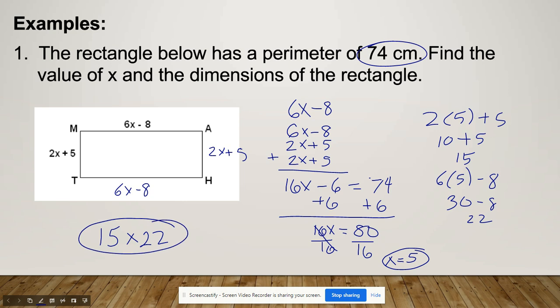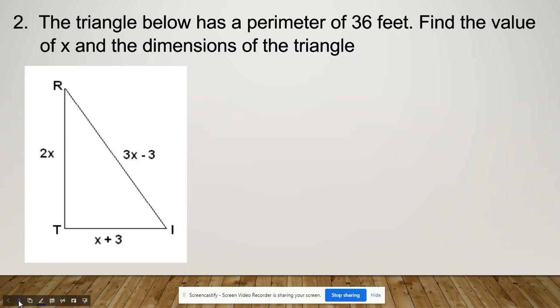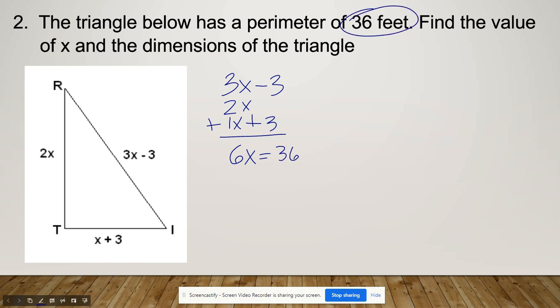All right, let's take a look at our next example. So this time we have a triangle. Same deal. We still find the perimeter by adding all the sides. So we have 3x minus 3, 2x, and x plus 3. Negative 3 and positive 3 cancel out. 3x plus 2x is 5x, plus 1 more x is 6x. So we have 6x equals the perimeter of 36 feet. Divide by 6, and x equals 6.